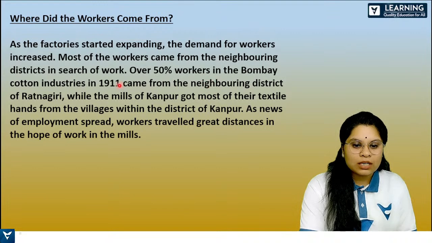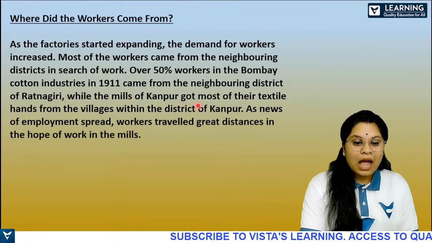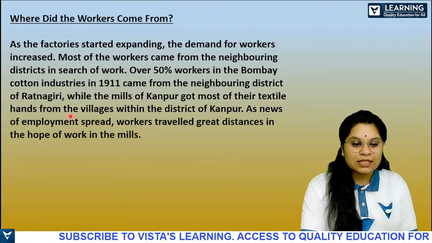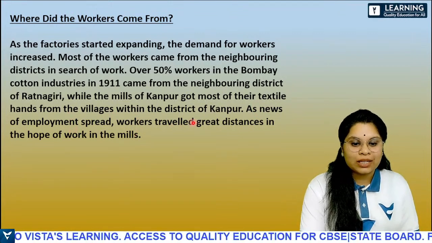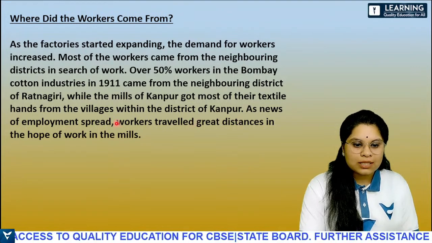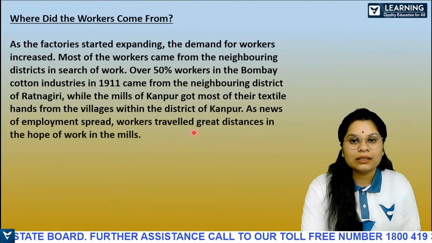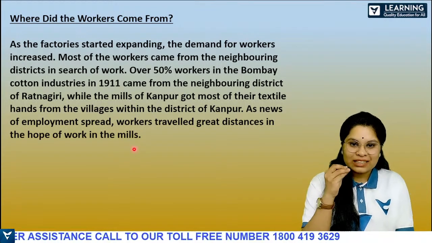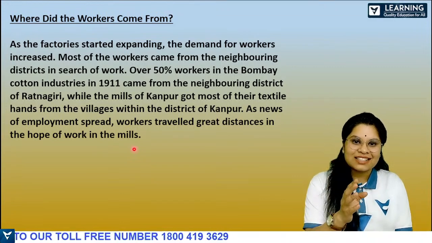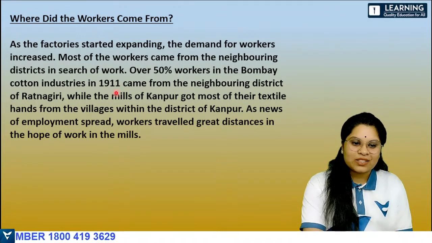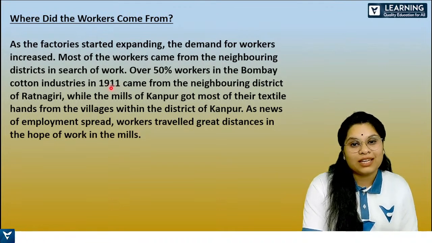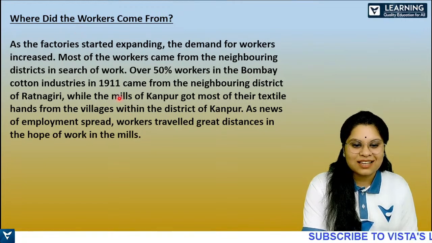Over 50% of workers in the Bombay cotton industries in 1911 came from the neighboring district of Ratnagiri, while the mills of Kanpur got most of their textile hands from the villages within the district of Kanpur. As the news of employment spread, workers traveled a great distance in the hope of work in the mills. If they ask you this question in your examination, when they ask where did the workers come from, writing this much is more than enough.